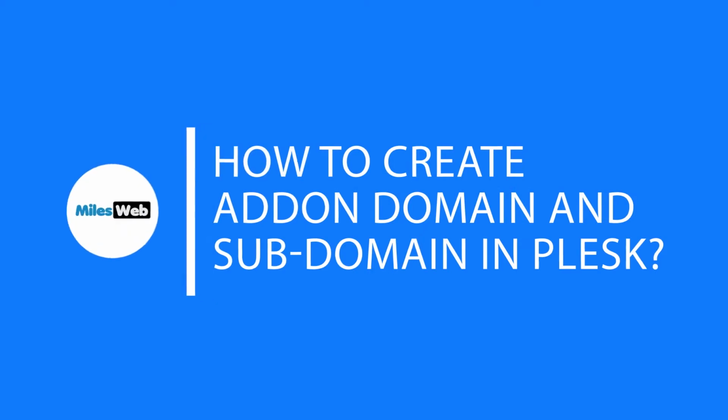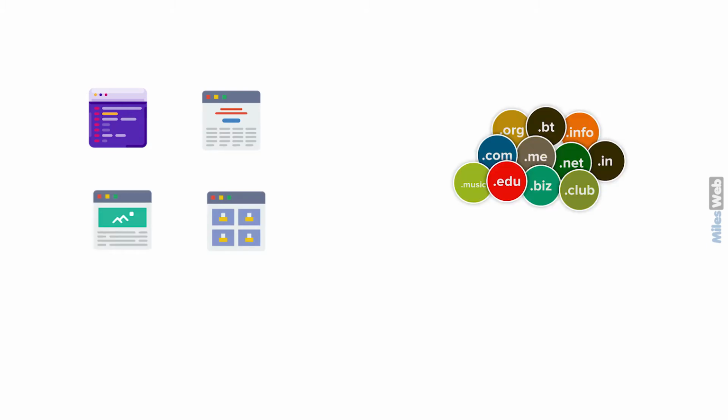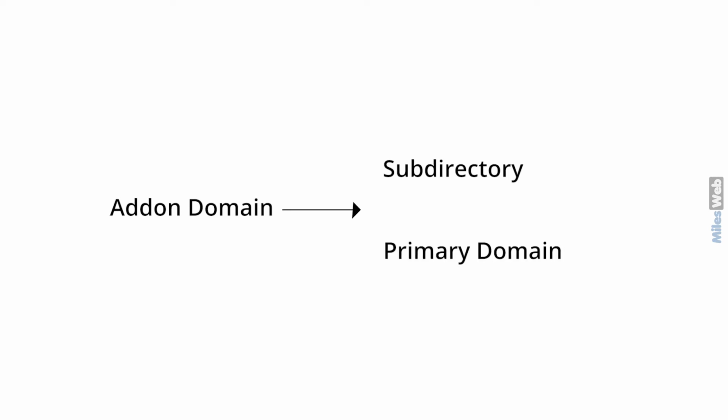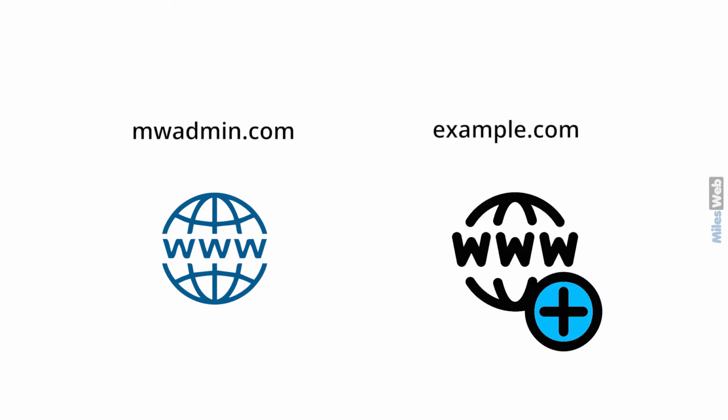How to create add-on domain and subdomain in Plesk. You can host multiple websites with separate domain names on your control panel by using an add-on domain. This add-on domain is a domain that points to a subdirectory within your primary domain. The add-on domain will act as an independent domain with no references to the primary domain. For example, if mwadmin.com is your primary domain, then example.com would be your add-on domain.